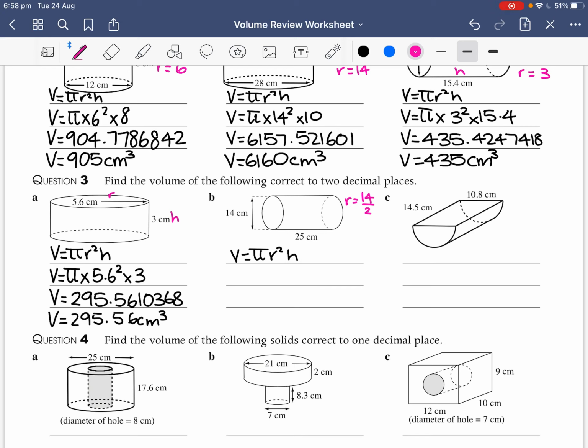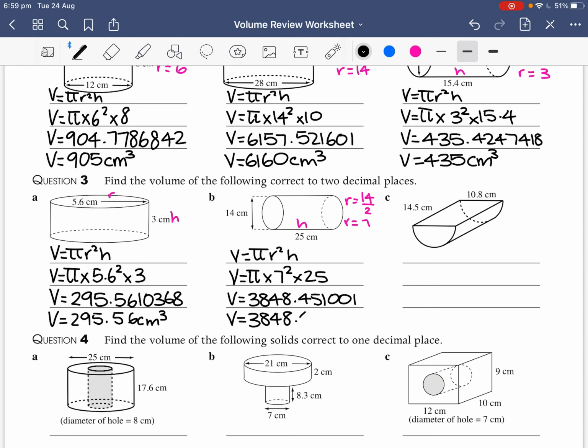So same formula, volume equals pi r squared h for B. For B, we don't have our radius, so it's 14 divided by 2. So radius will equal 7 and our height is 25. So we have volume equals pi times 7 squared times 25. So volume equals pi times 7 squared times 25, which is 3,848.451001.